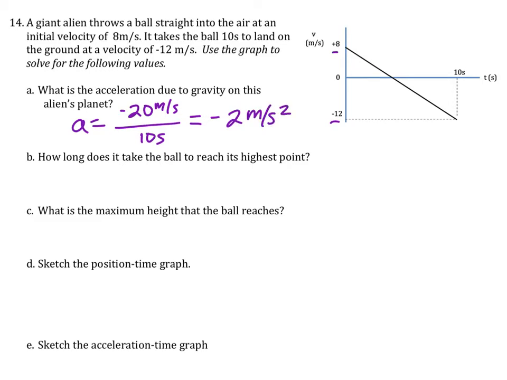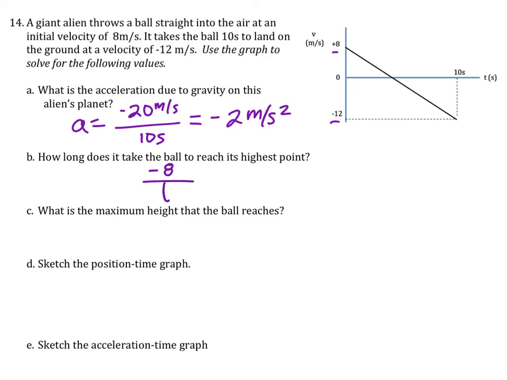Now for part B, we're looking for how long it takes the ball to reach its highest point. We now know the slope of the line, and the slope doesn't change the entire time. So we can use that information to find when it's crossing the x-axis. We're going to focus on this portion of the graph and use the slope formula. Our rise is going to be negative 8 for that portion because it's dropping from positive 8 down to 0.